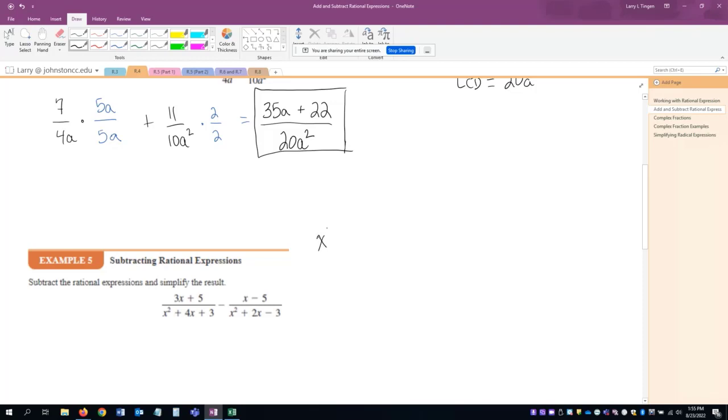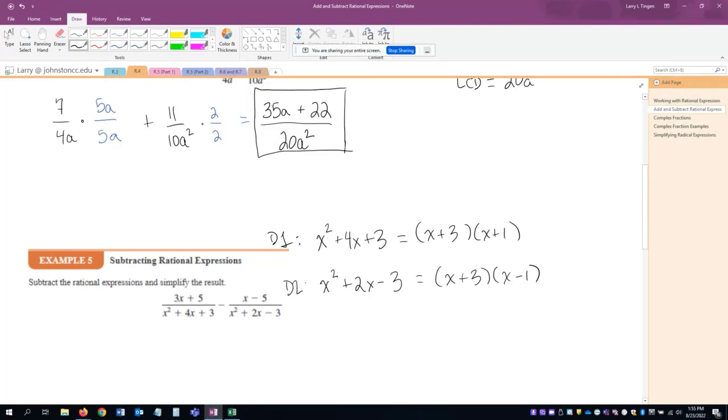I'm going to jot these down up here really quick. I'm just going to grab the denominators for now. X squared plus 4x plus 3 factors into x plus 3 times x plus 1. My other denominator is x squared plus 2x minus 3. That factors into x plus 3 times x minus 1. So this was the denominator of the first, and this is the denominator of the second.